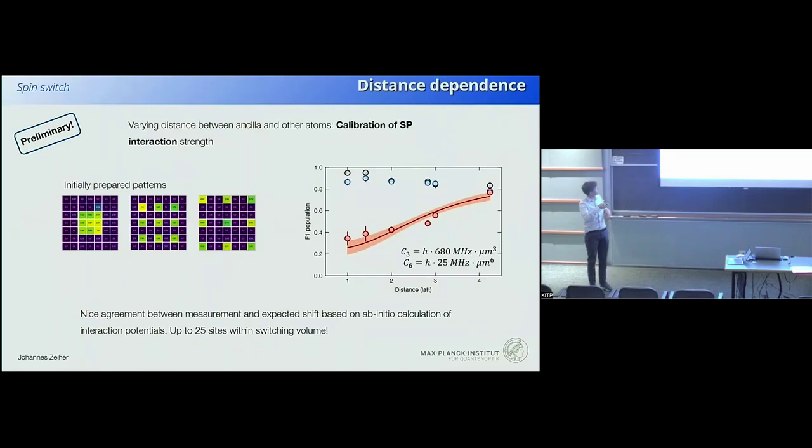So we prepared 3 different configurations here with the atoms separated at different distances, and then we can see how this switching behavior depends. This is just the contrast of this oscillation, and if you look at that for various distances, you can see a very good agreement between the expected shifting based on the Rydberg interaction between the ancilla and the spin and what we can measure. And interestingly, from these data we can conclude that in principle we can put up to 25 atoms or so within the switching volume. So with one ancilla, we can control the spin state, conditional on that ancilla, of about 25 atoms.